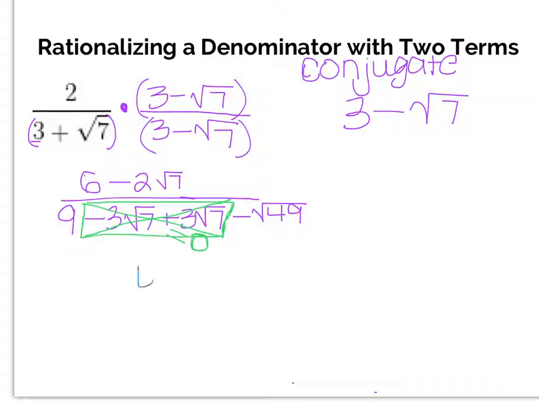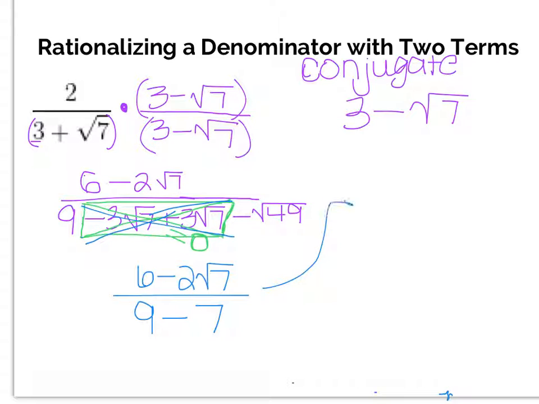We have 6 minus 2 times the square root of 7 in our numerator. 9, remember this all canceled out to 0, minus the square root of 49. Well, the square root of 49 is 7. So here we are then left with 6 minus 2 root 7 over 2.